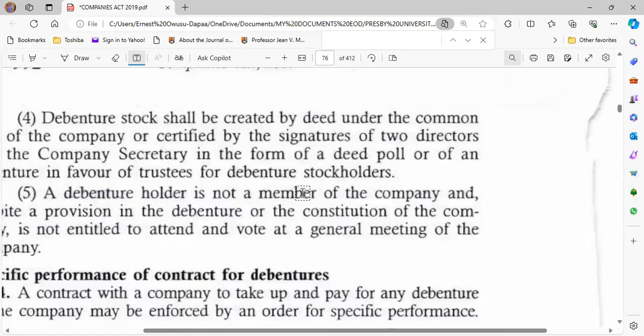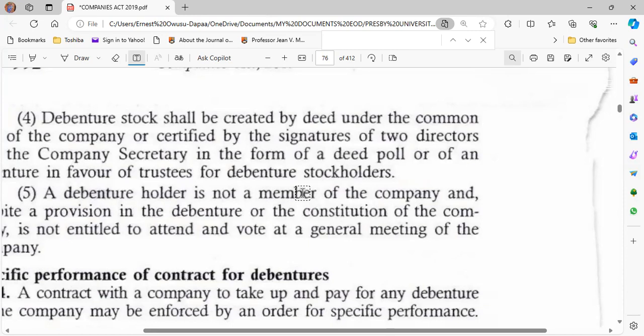So creation of a debenture stock will have to follow some formalities. It's created by deed. Now, when we say a deed, you know what we mean. A deed means that it has to be a solemn execution. It will have to definitely be in writing. It will have to have the seal of the company on it. And as we know, a deed is such that there's no need for separate proof of consideration. A deed is enforceable on its own terms.